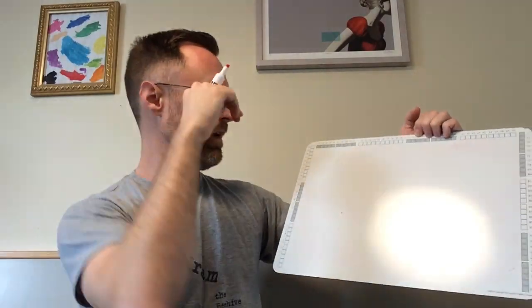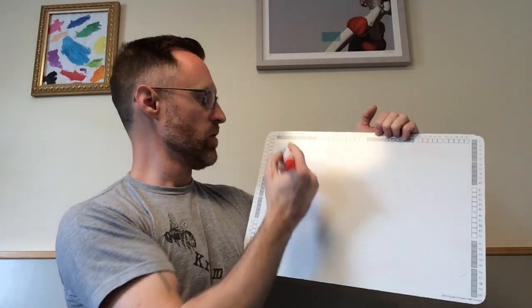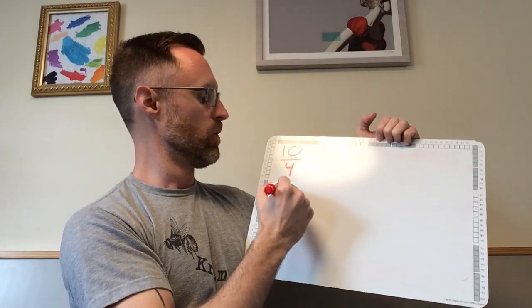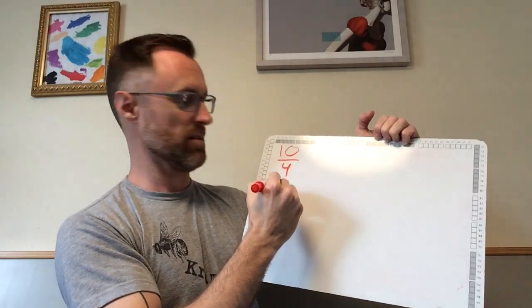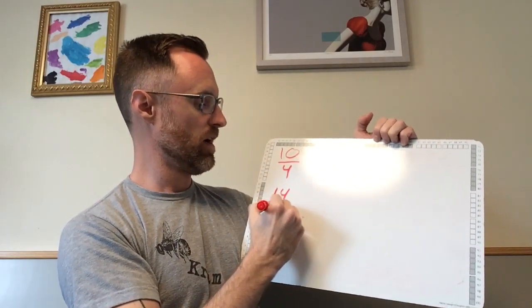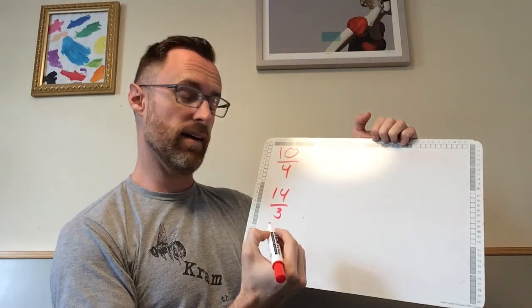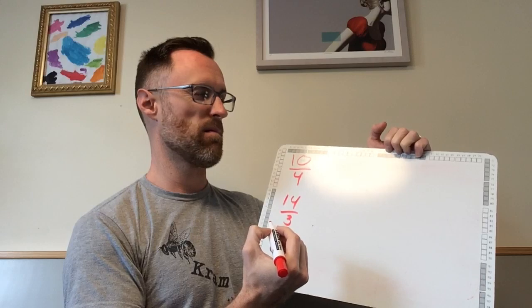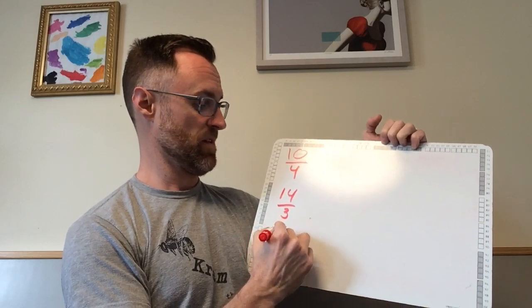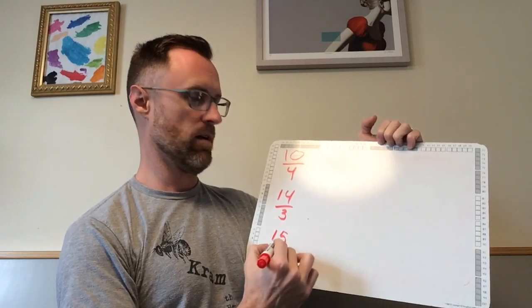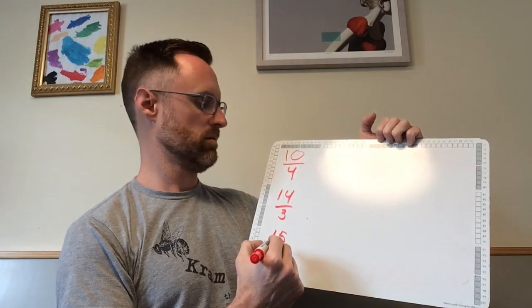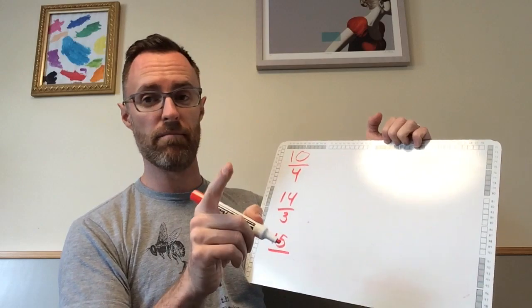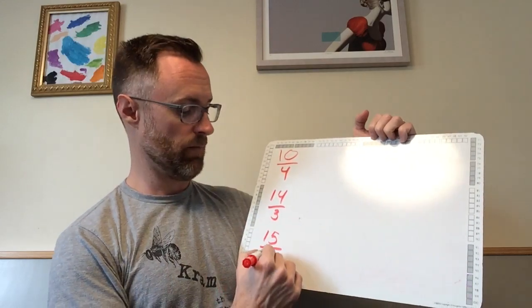All right, do 10 fourths. I'm going to make this a little crazy. I'm going to do 14 thirds. And then I want you to do, you know what? 15 fifths. All right. Do candy bars for this one.